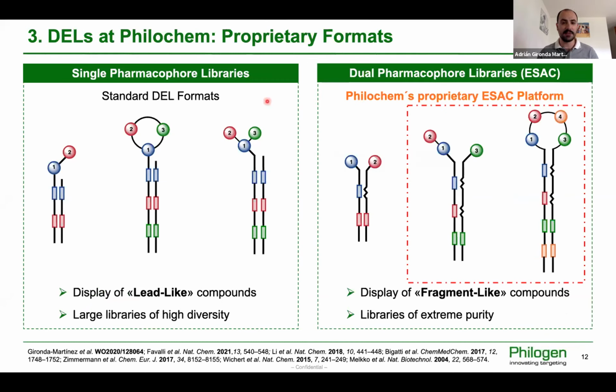At Philochem, we use two main approaches for the construction of DNA encoded libraries. First, the single pharmacophore libraries, which are the standard DEL format. Those libraries display lead-like molecules, and they have very big diversity. On the other hand, we also use a proprietary platform called Encoded Self-Assembly Chemical Libraries, or ESAC libraries, which are libraries in which we display distinctive molecules on both strands of the DNA. We display fragment-like compounds, and those libraries are of extreme purity, since, for example, for the simplest of the designs, every single DNA conjugate can be purified individually and then annealed.